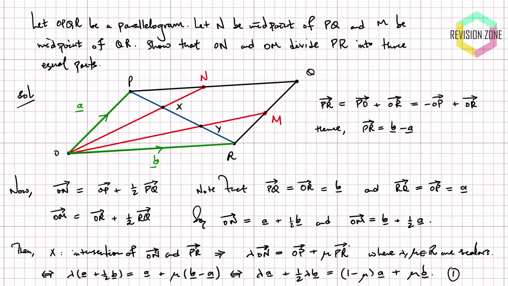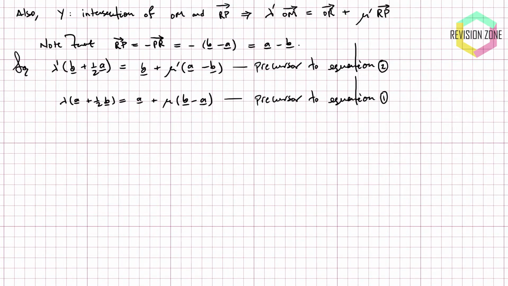So we're going to repeat this now for the point Y. So we're going to write down Y in two different ways. So we can say Y lies on the intersection of OM and RP. This perhaps should be a vector like so. So if we go back to our diagram to get some intuition on what's happening here.